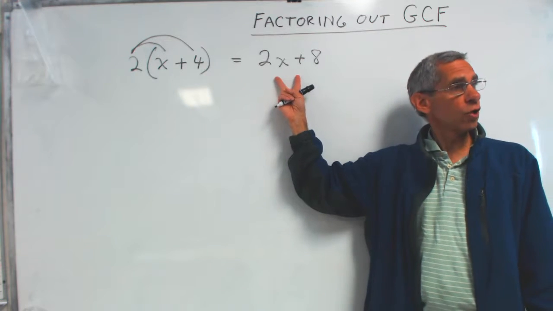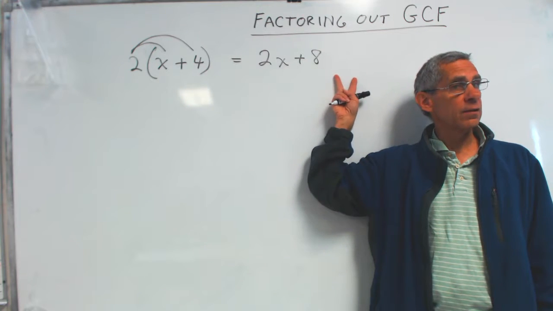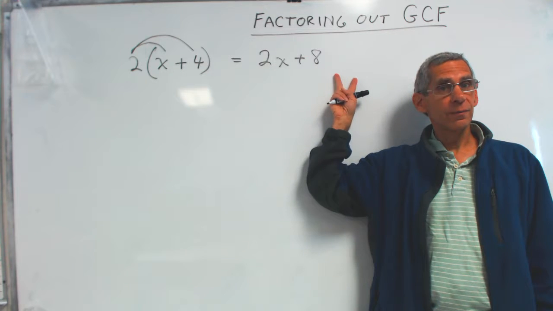So we've got two terms. We've got a 2x and we have an 8. What goes into both of them?